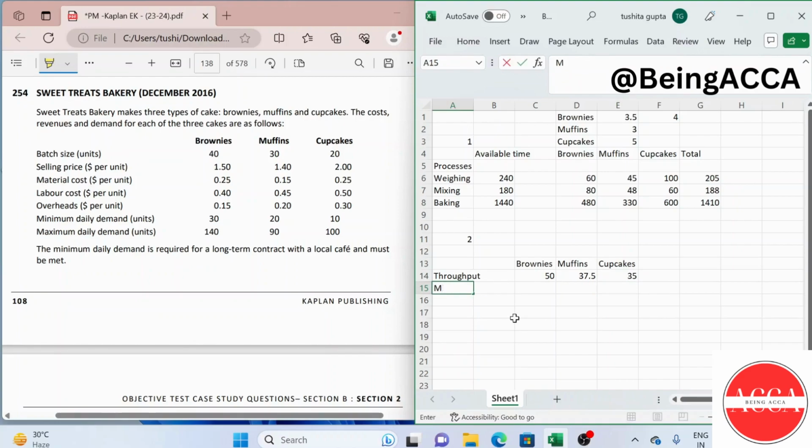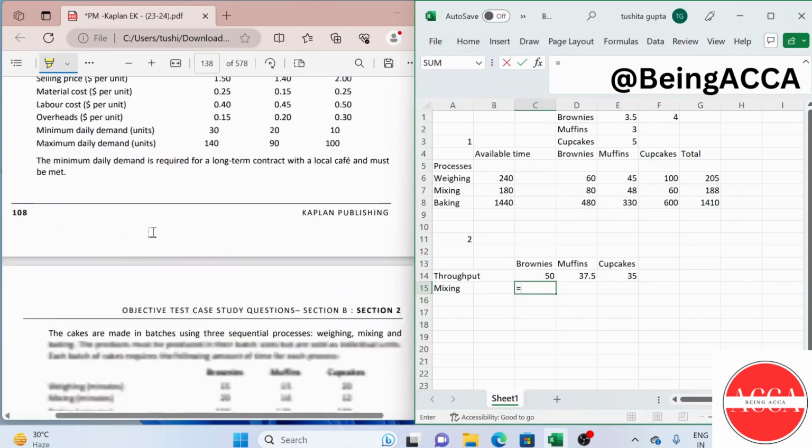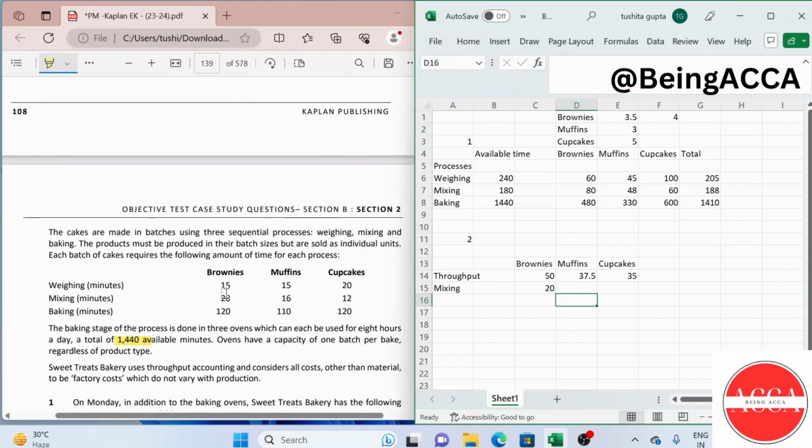Now let's write how much time they take in the mixing process. In mixing, one batch is taking 20, 16 and then 12. So let's find out how much is the throughput per mixing minute. I'm going to do nothing but divide these 2 figures. So this is this divided by this. I'm just going to copy this right over here. Right. So now I have how much throughput I'm earning per minute of the mixing process.